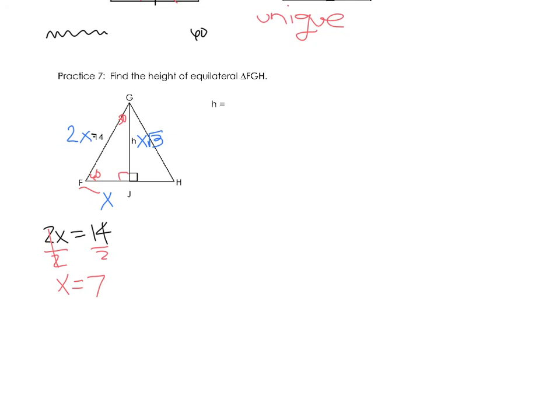Now, I don't need to know what this distance is, okay? They weren't asking for that. They're asking for the height. So the height, okay, is the x square root of 3. So if I have x square root of 3, and we know that x is equal to 7, then all I have to do is plug that in, and I'm left with the answer that the height of this equilateral triangle is 7 square root of 3.